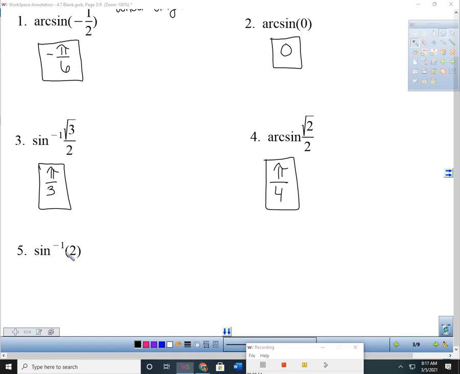And then if you look, what you're trying to figure out is an angle that has a sine value of 2, but that's not between negative 1 and 1, right? So this answer, you don't have an angle, so we'll just say not applicable.